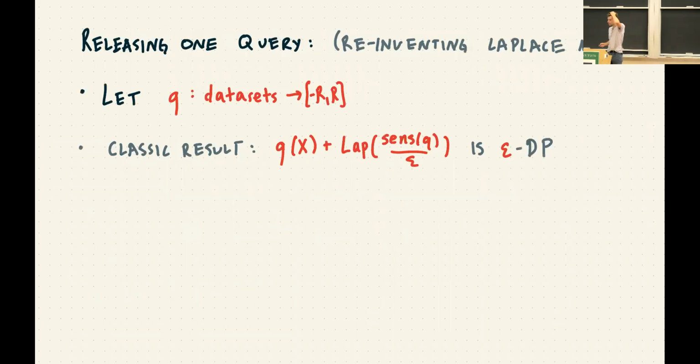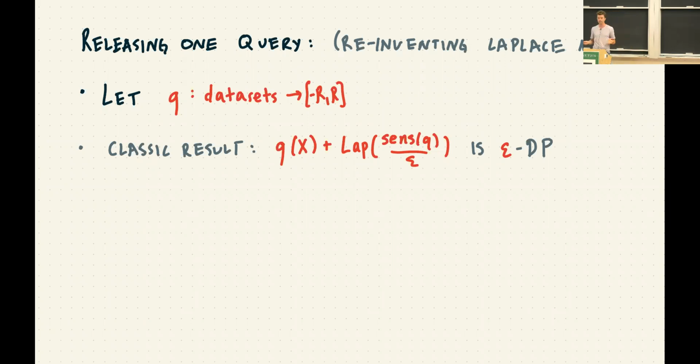So suppose I want to do the world's most basic thing. I want to release the result of one query on a data set, just a real valued query on a data set, right? So I have some query function Q. It maps data sets to real numbers in some range. This is not a high dimensional problem. This is well studied and completely solved.